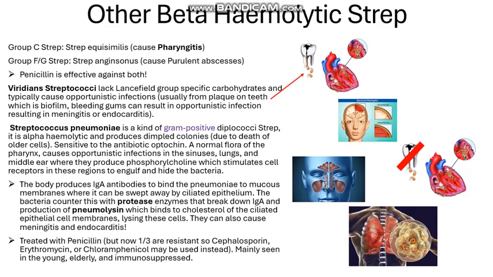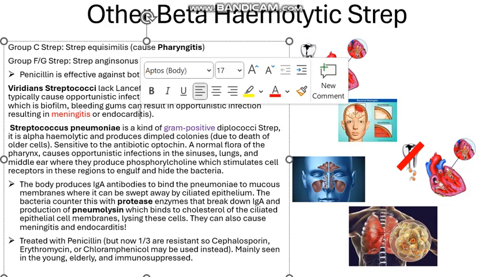so the Viridian streptococci can make it into the bloodstream, and we're going to have an opportunistic infection resulting in meningitis, so swelling of the meninges, putting pressure on the brain like we talked about before, or endocarditis, where you're getting inflammation of the endocardium in the heart, and build-up of Viridian streptococci plaque behind the valves of the heart, making it hard for them to open, and that's obviously a problem.